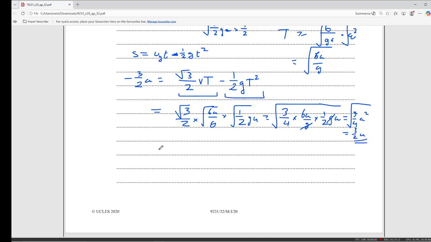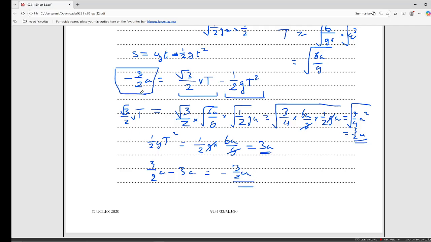Evaluating this term, minus half gt square, let's just evaluate it as half gt square. Half gt square equals half times g times 6a by g. g cancels out, we get 3a, and this was root 3 by 2 vt. So doing this minus this gives me 3 by 2a minus 3a, which is equal to negative 3 by 2a, which is in fact what we have over here, which matches the height. This tells me that it does in fact meet at point A.